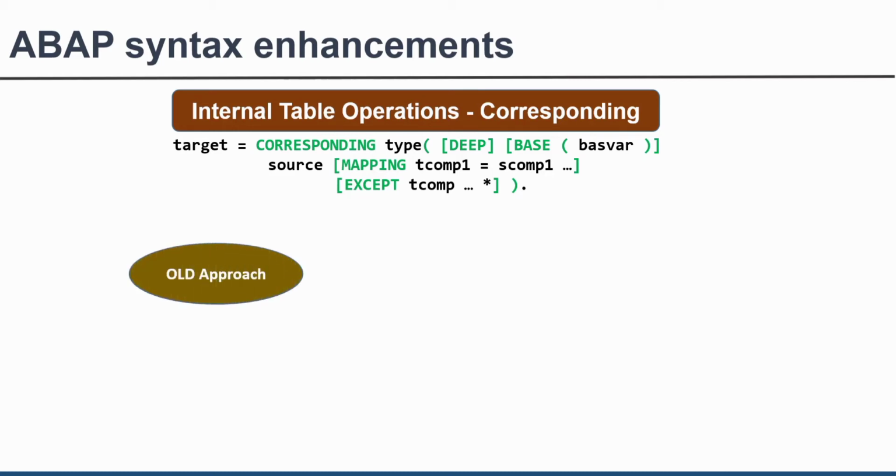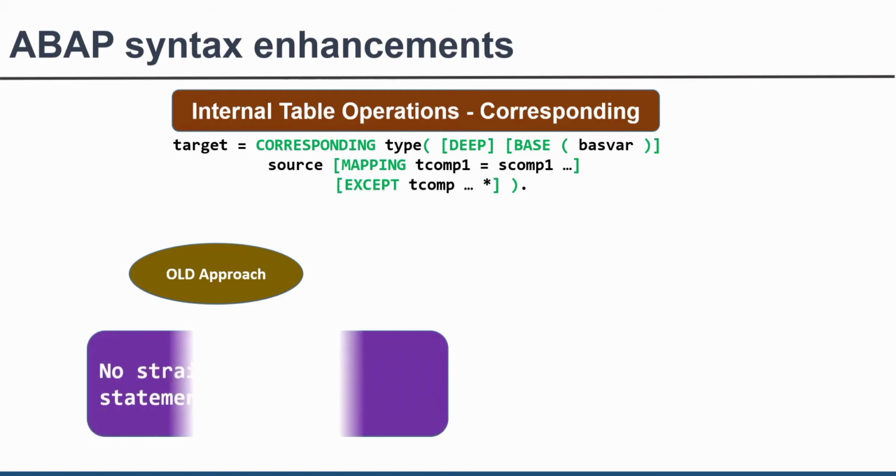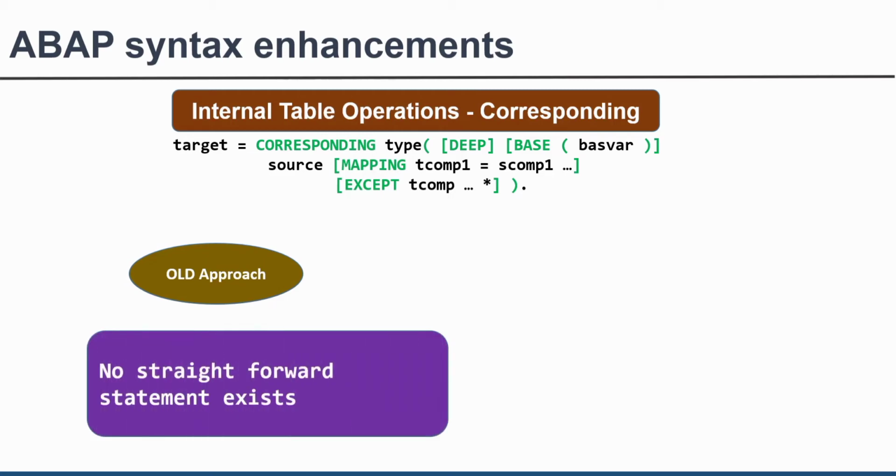First scenario. To transfer data from one internal table to another, there is no straightforward statement that exists. You have to loop through the first internal table. Within the loop, transfer the data to the work area and then append that to the second internal table.